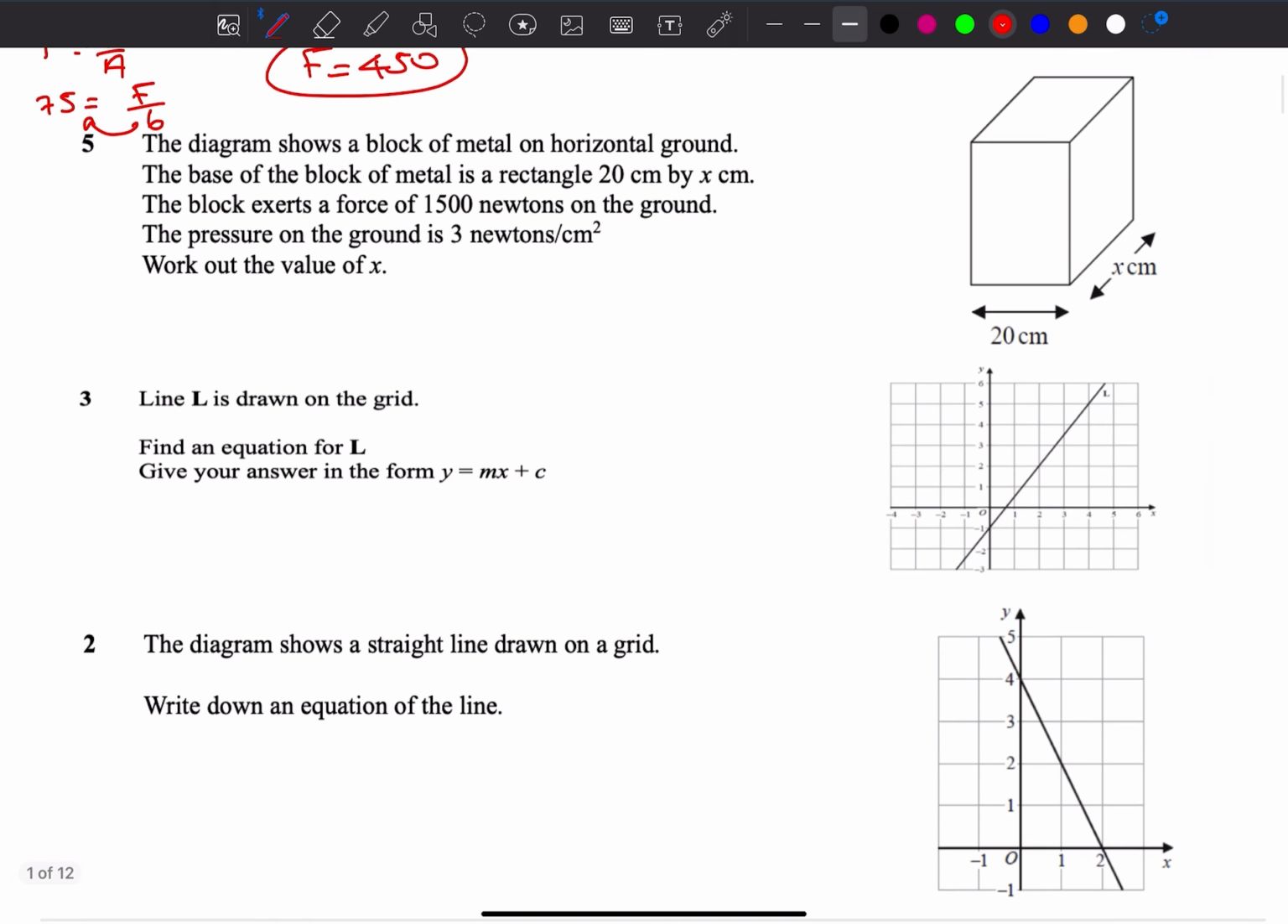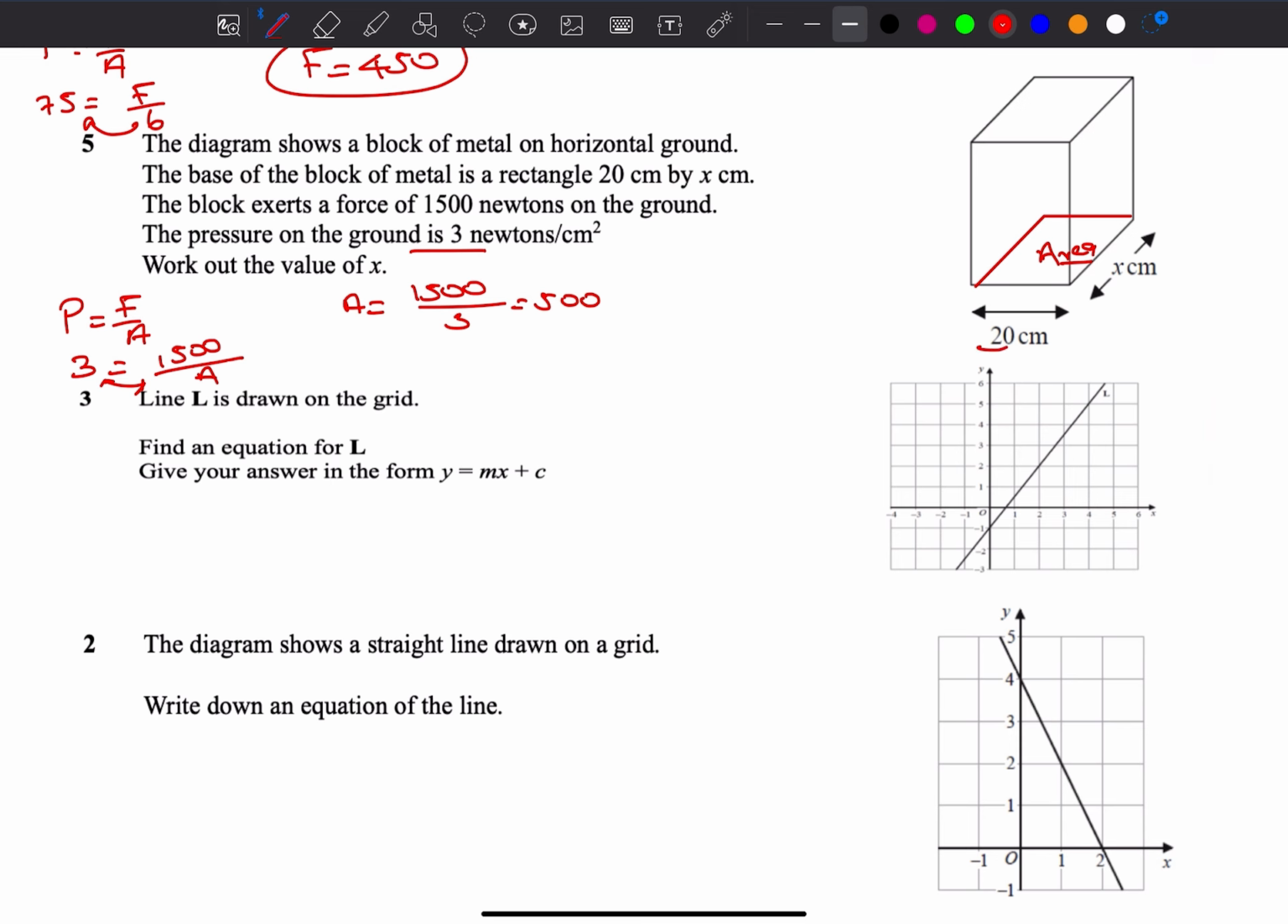Next one, pressure is force over area. Pressure equals force divided by area. You know that the pressure is 3, force is 1500 over area, which you don't know, so you can switch around here. So area is 1500 divided by 3, which is 500. Remember, it's always your base area. Area of this rectangle is 20 times x, which is 500. So x is 500 divided by 20, which is 25 centimeters.